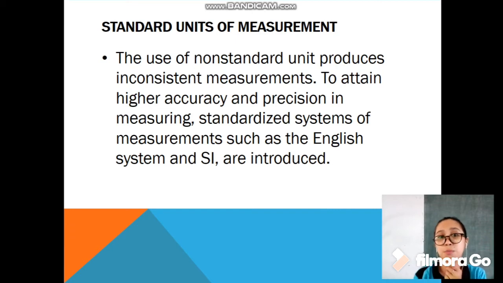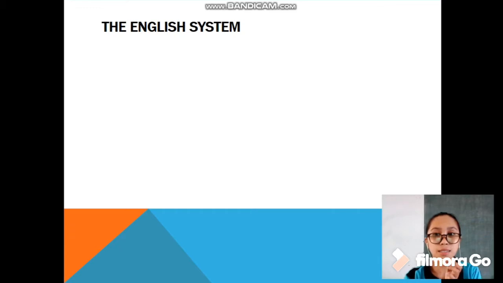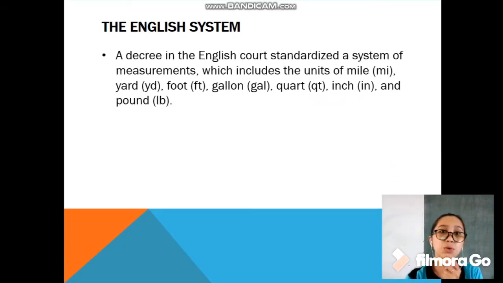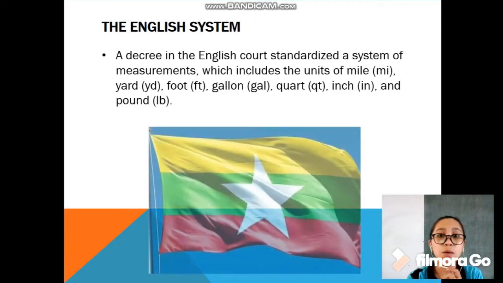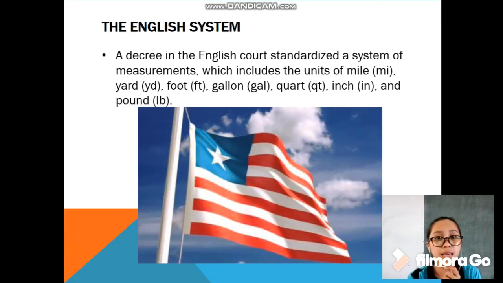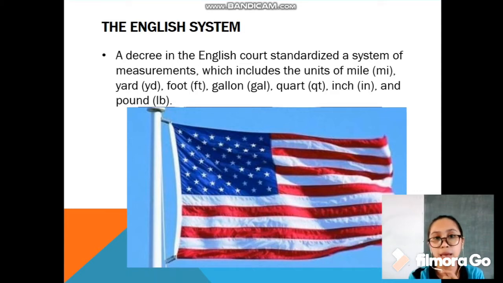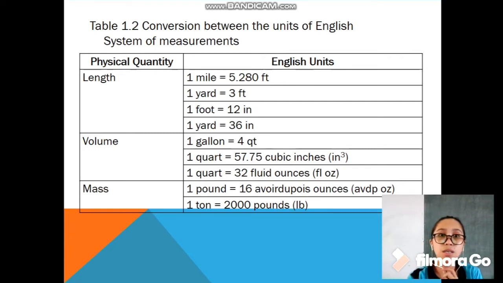So, to attain higher accuracy and precision in measuring, let's use the standardized system, which is grouped into two. We have the English system and the SI system. Let's tackle first the English system. This is a standardized system of measurement. It includes mile, yard, foot, gallon, quart, inch, and pound. This system of measurement is widely used in few countries like Burma, Liberia, and the USA. Most of the other countries usually use the SI unit because there is a slight difference between the two systems.